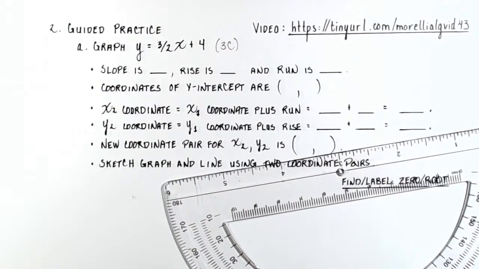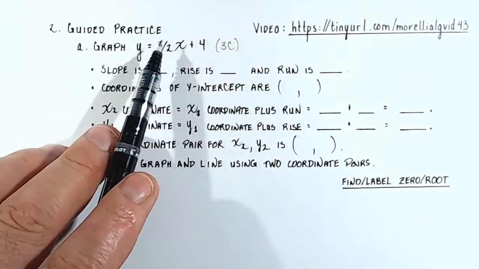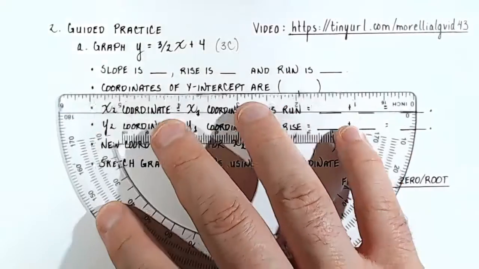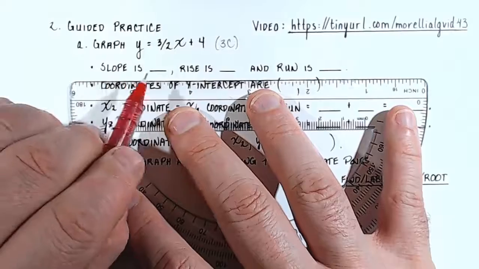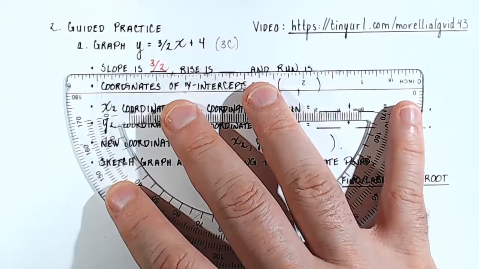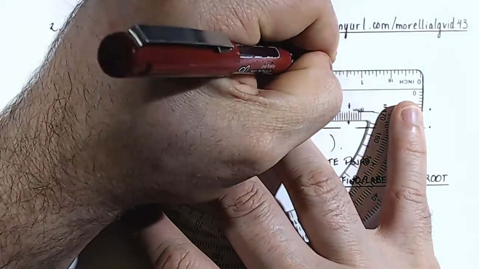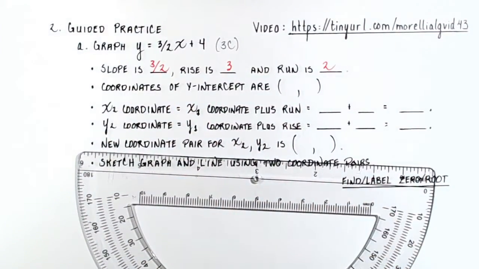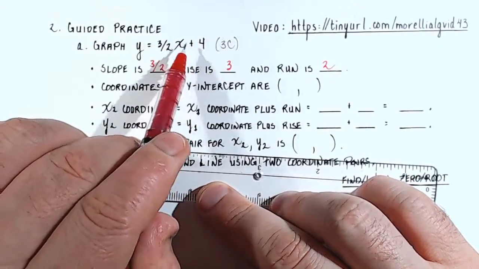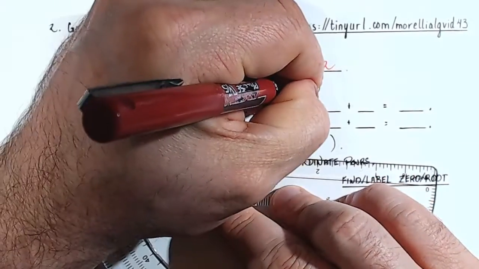And this is really just a practice video where we're going to work some problems. In our first problem, we're given y equals 3 over 2x plus 4, and we have to identify some features of this equation. The slope is 3 over 2, and that must mean that the rise is 3 and the run is 2. So up 3 over 2. The coordinates of the y-intercept, here's the y-intercept right here, plus 4, the coordinates would be 0 on the x and 4 on the y.